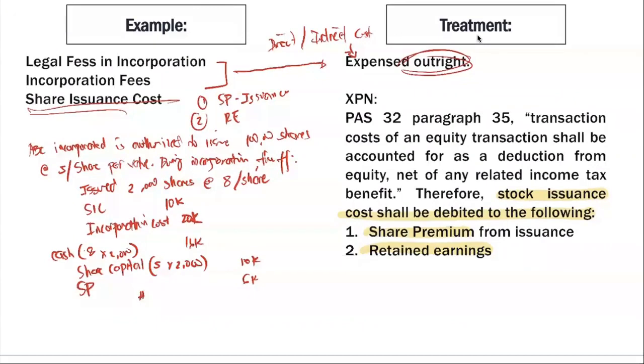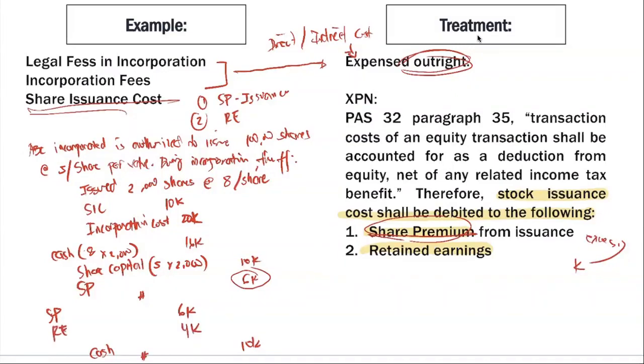Now, we have stock issuance cost. In your stock issuance cost, what is the treatment? First, on your share premium from issuance. So we deduct it to your share premium from issuance. So how much is our share premium from issuance? 6,000, right? But how much is our stock issuance cost? We spent 10,000. If there is an excess, place in your retained earnings. So retained earnings, 4,000. Ganun yung treatment.